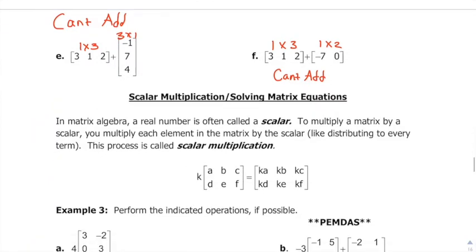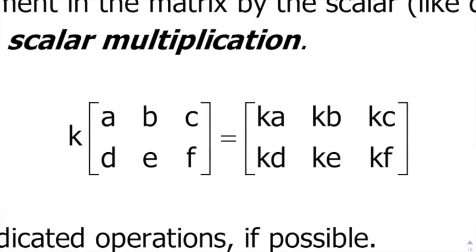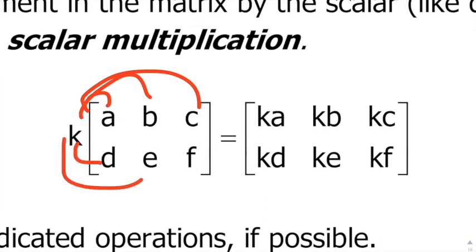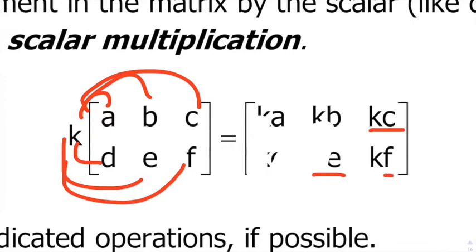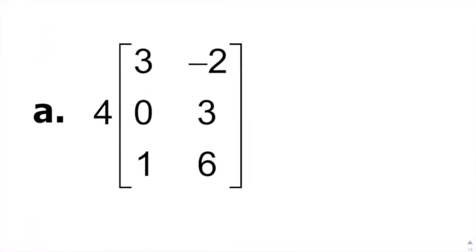Okay. Now sometimes you'll see what we call scalar multiplication when solving matrices, or sometimes you're just doing operations here. If you have a number outside of a matrix, it works exactly how you would think. A lot of people think distributive property, except you're doing multiple distributes. So k times a, k times b, k times c, and then d, e, and f. So just multiplying through there. Pretty straightforward. So let's see what that looks like on this one.